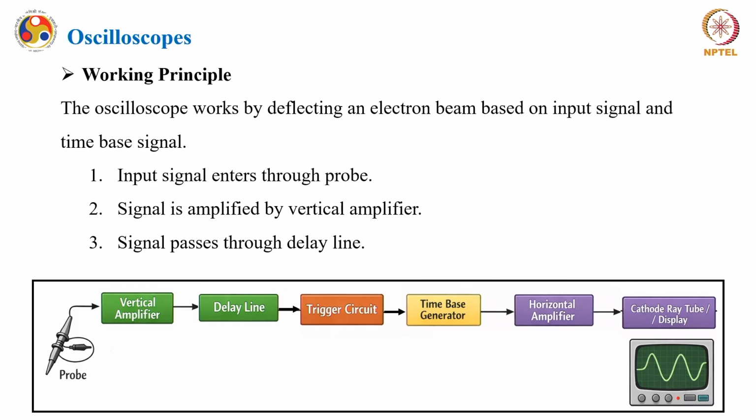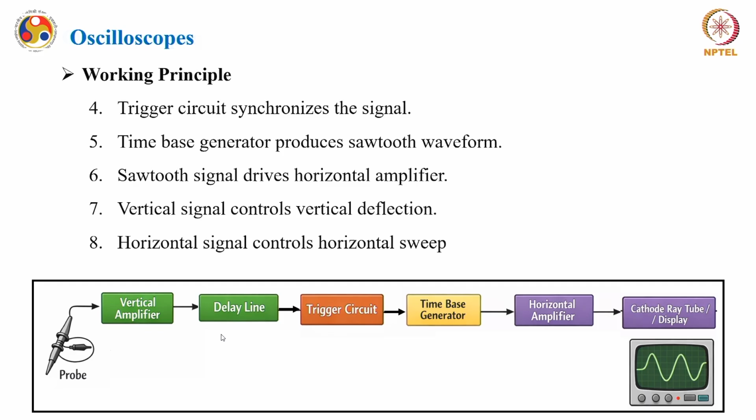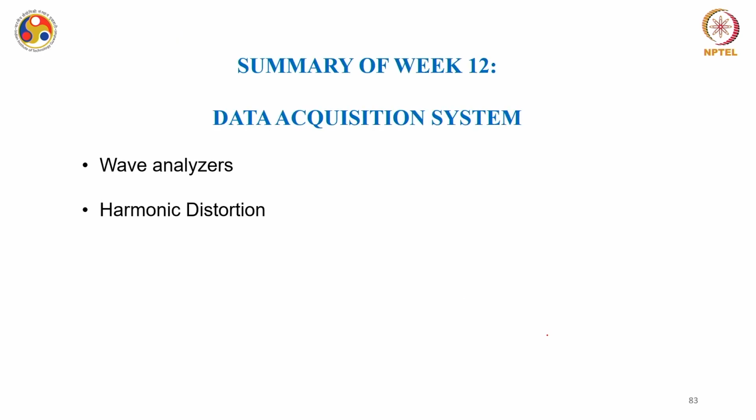They work by deflecting an electron beam based on an input signal and a time base signal. The input signal enters through the probe, the signal is amplified by the vertical amplifier, and passes through the delay line. The trigger circuit synchronizes the signal, and the time base generator produces a sawtooth waveform. The sawtooth signal drives the horizontal amplifier, and the vertical signal controls vertical deflection, while the horizontal signal controls the horizontal sweep. And this is how the signal can be displayed.